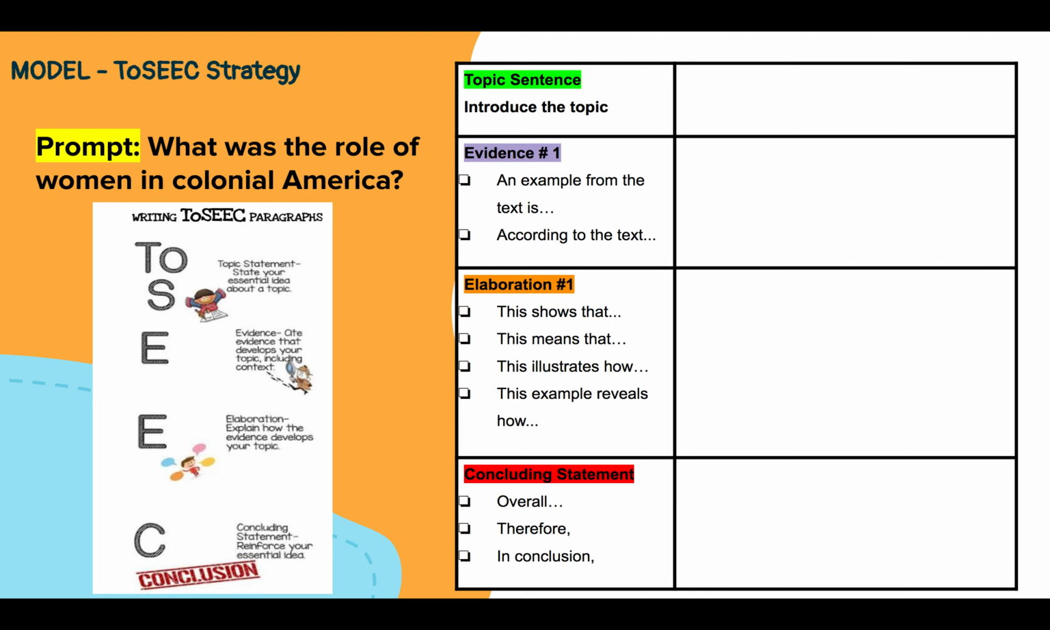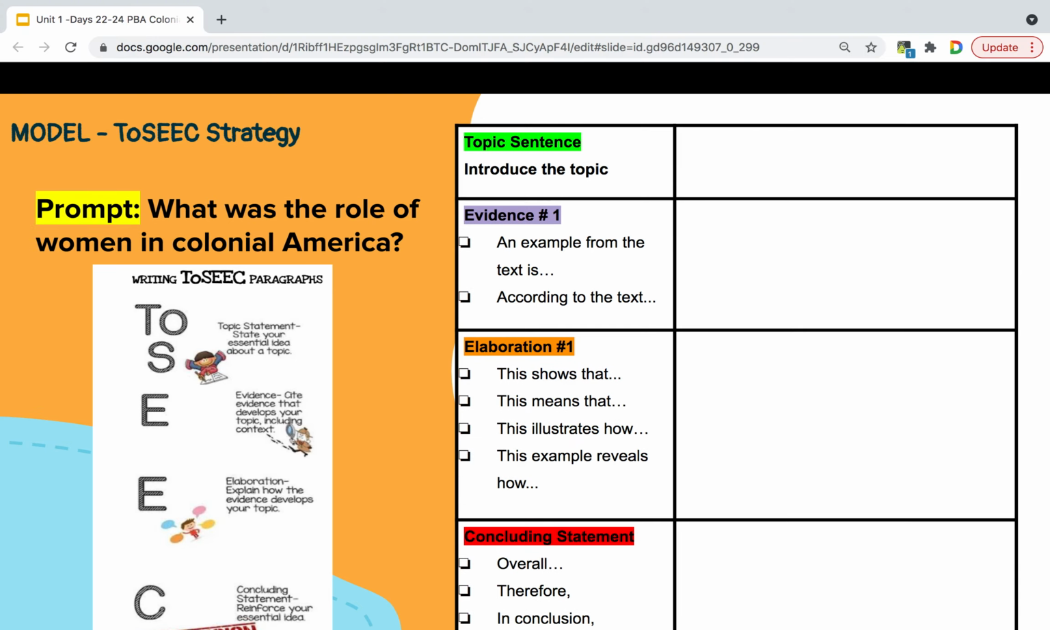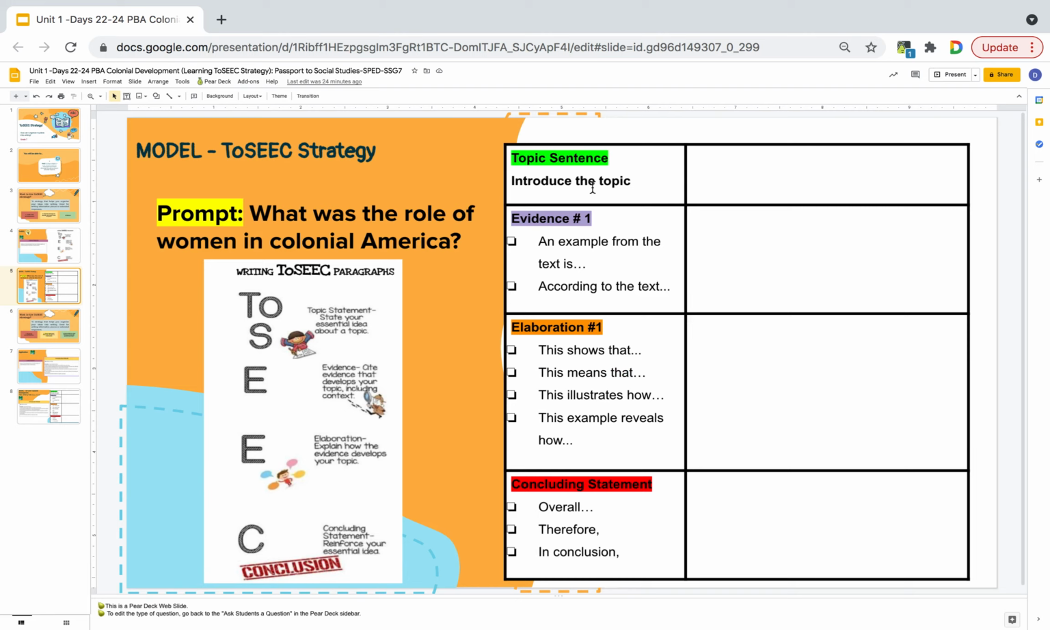Before we engage in the task that you're going to be completing for this unit, you're going to look at an example. So here we will model the ToSEEC strategy for you, using the prompt, what was the role of women in colonial America? The first thing we want to do is the TOS, topic sentence. We want to introduce our topic.